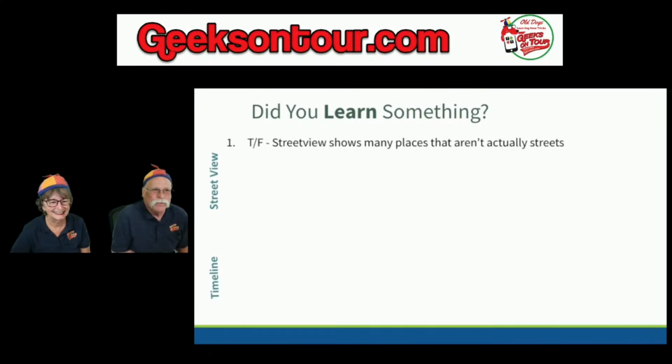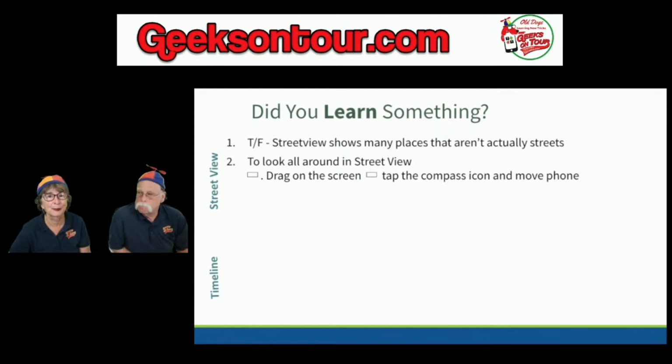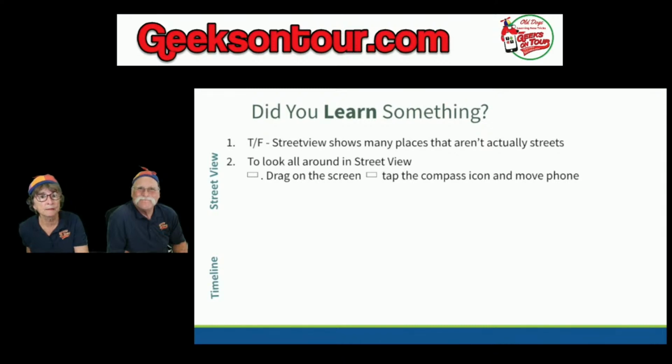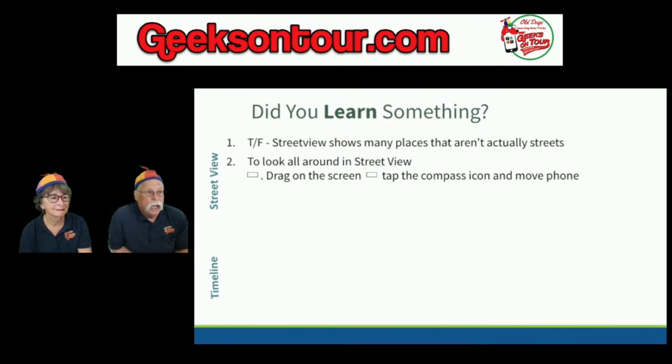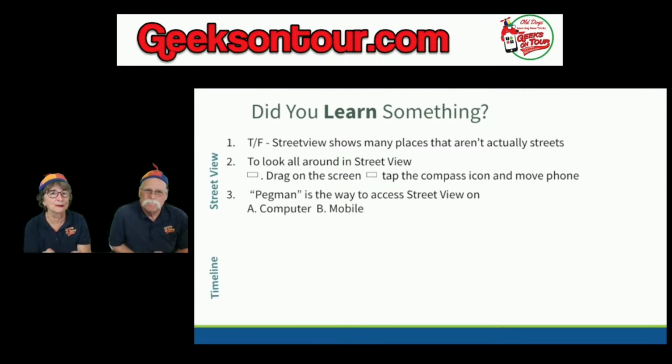Did you learn something? True or false: Street View shows many places that aren't actually streets. True. They weren't taken with the Google Streetcar camera, but there's lots of places. All of the Disney properties are in, some inside malls, and some underwater. To look all around in Street View, drag on the screen, or tap on the compass icon and move the phone. You've got to try it. It is fun.